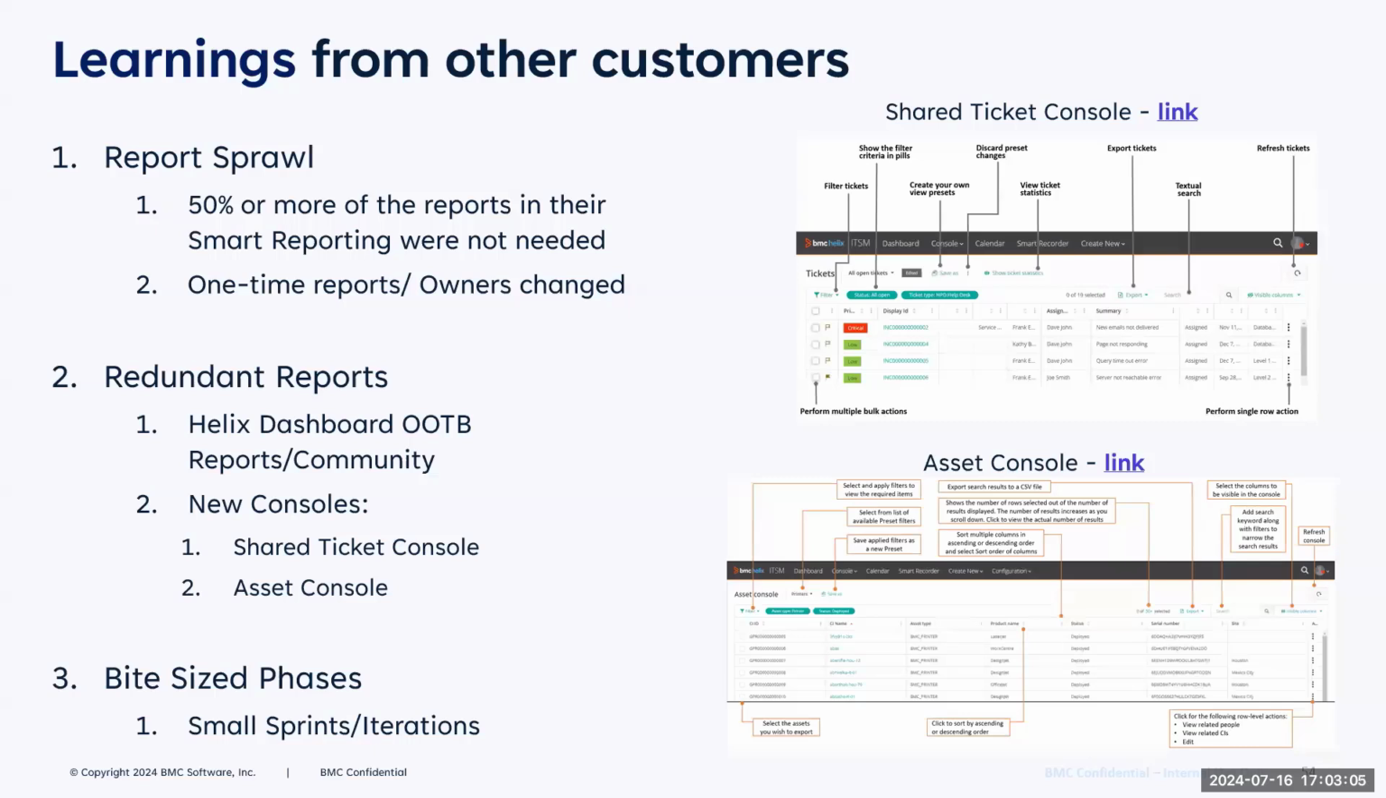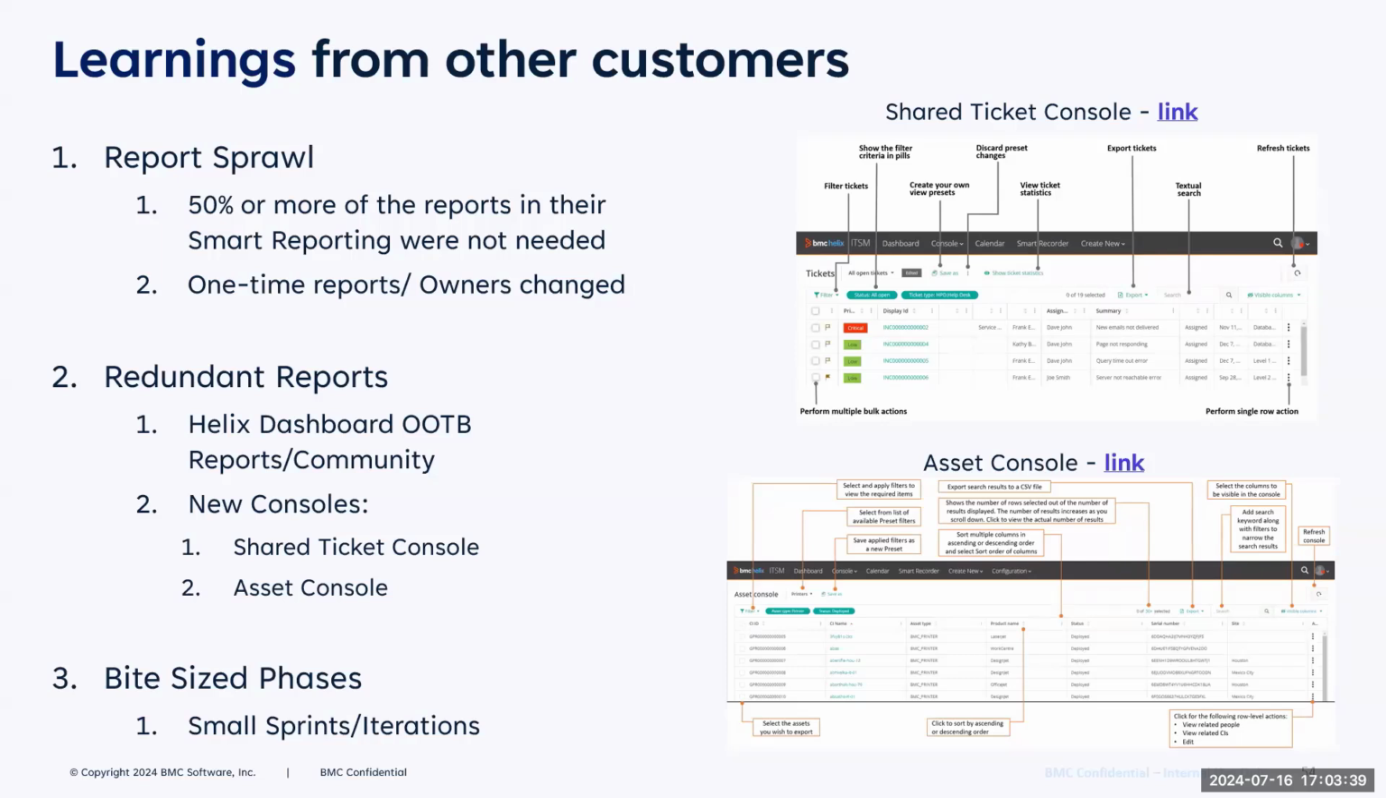Second point is redundancy in the reports as compared to some of the out-of-box content. And we talked about out-of-box reports and community content. You can go and take a look at what's available, and if that makes better sense than what you had in Smart Reporting, then rather than migrating it, why not reuse something that's already available? It may work better for you.